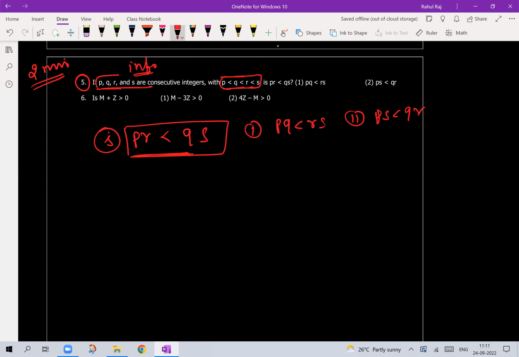So it says that PQRS are consecutive integers, this is given to you. And then it is given that P is less than Q is less than R is less than S. Now the question asking is: is PR less than QS?